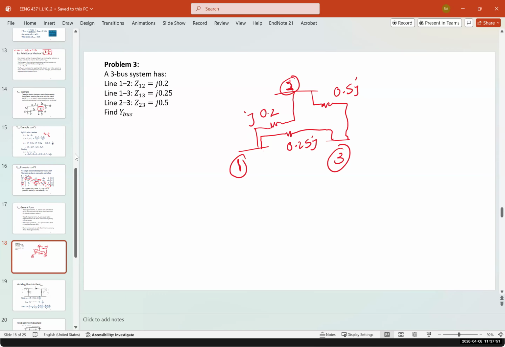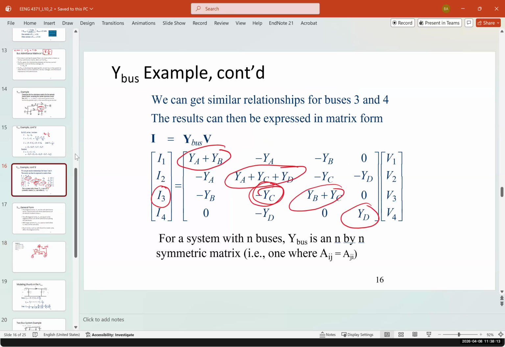I'll give you 5 minutes to solve this. Do you want me to go back to the equation? Yes? Okay. The matrix that you had. The first student to solve this gets extra points on their next exam.